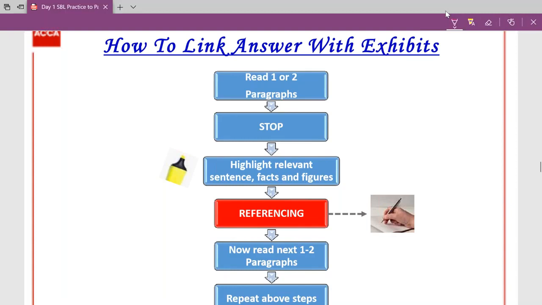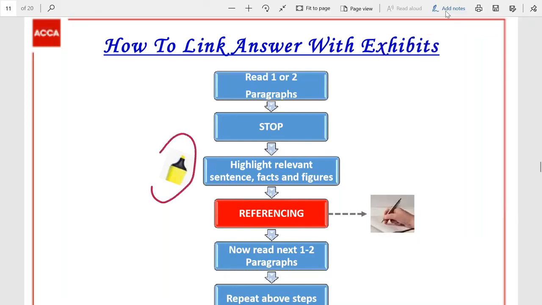Now, the most common question I receive here is: are highlighters allowed? Absolutely yes. Highlighters are allowed in the SBL paper. In fact, a couple of attempts back, the global prize winner scored somewhere in the 80s, 85 or 86 in SBL. I was shocked myself. One of the comments he made was that he used multiple color highlighters. He used yellow to highlight qualitative information, pink to highlight financial information, and so forth. That's ideal. I think most of us will not be able to do that, but at least use one highlighter to highlight the sentences.